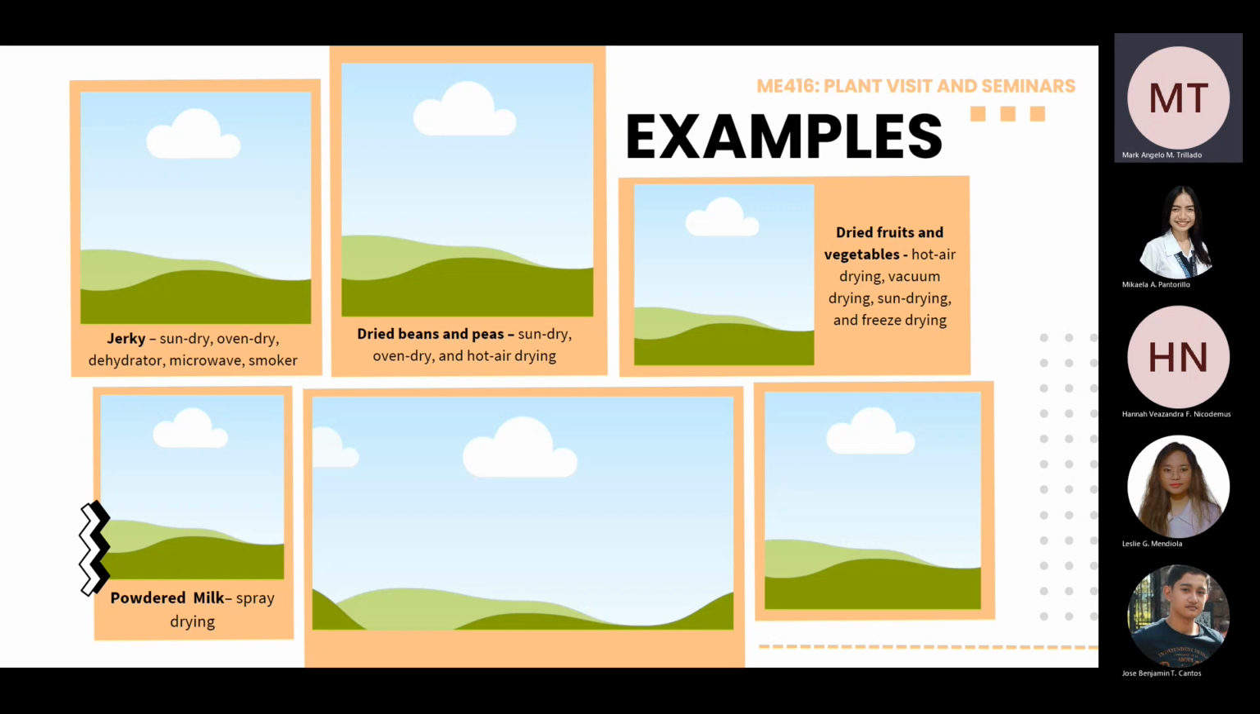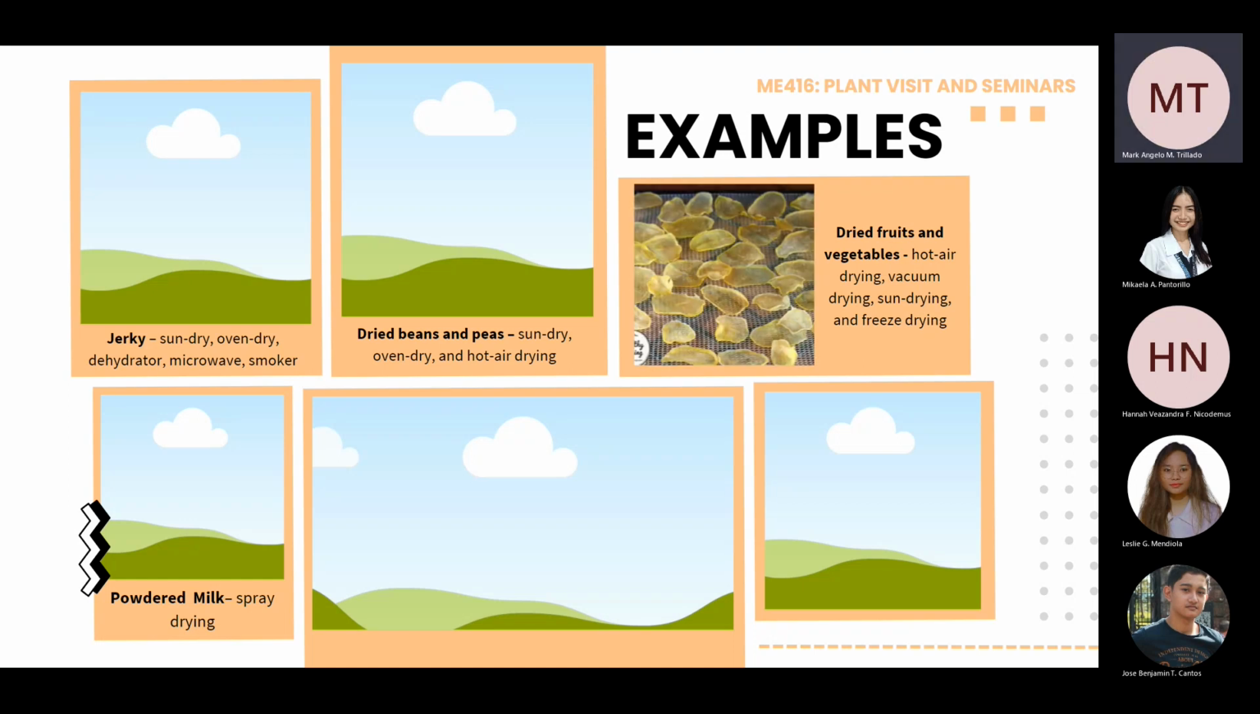Ano po yung method na ginagamit para po makapag-produce tayo ng jerky? One of the ways po ay sun drying, oven drying, or with the use of dehydrator, microwave, or smoker. Yun po, pwede po siyang ibilad sa araw or gamitin po natin yung oven para po makapag-produce ng tapa or pwede rin po siyang ilagay sa smoker or yung pinapausukan po para po matuyo yung tubig dun sa loob ng ating meat at maging ano po siya, yung tapa in the end product po.